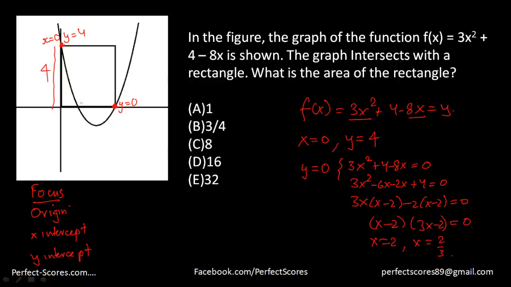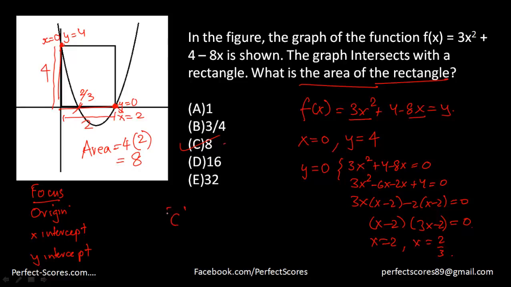Now since 2 by 3 is a smaller amount, that is going to come here and 2 is going to come here. So over here x is equal to 2, which means distance from here to here is equal to 2. So the question here is asking what is the area of the rectangle. So the area of the rectangle is going to be the length into breadth, that is going to be 4 into 2. That would be equal to 8, which is nothing but my answer, option C.